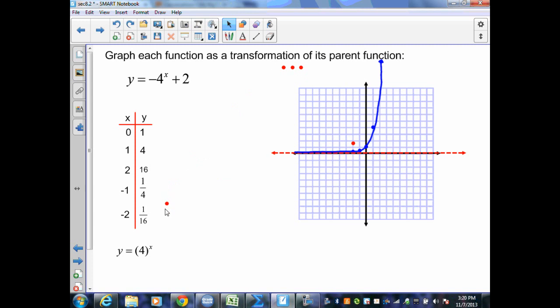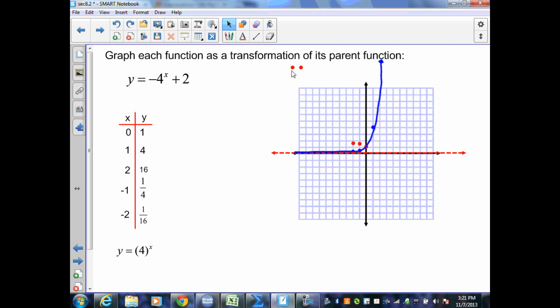Next, our ordered pair is a negative 1. The outcome is 1/4. At 1/4, I'm going to go multiplying by a negative 1, which is a negative 1/4, and then up 2. 1, 2. Next is at 0. At 0, I have an outcome of 1. Multiplying by negative 1 gives me a negative 1, but then I'm going to count up 1, 2.